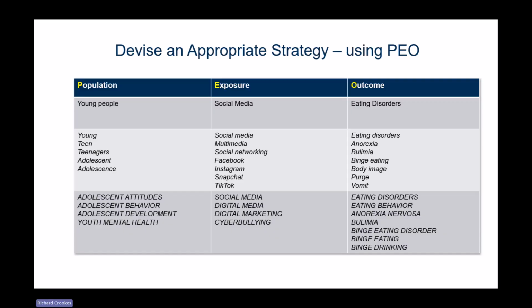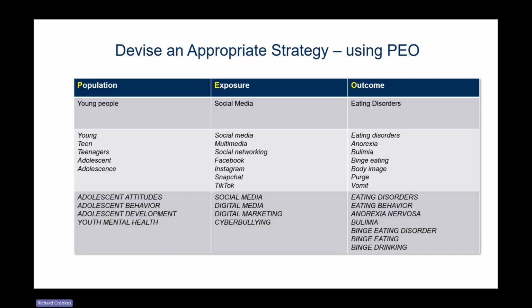But then we've got to consider synonyms, like, for example, young people could be young, could be youth, could be teenagers, adolescents, and so on. Likewise, with social media, it can be rendered social networking. There could be particular apps like Facebook, Instagram, TikTok, and so on. And then there's also the outcome, eating disorders, which is quite general, but it could be very specific, like anorexia, bulimia, binge eating, body image, and so on.